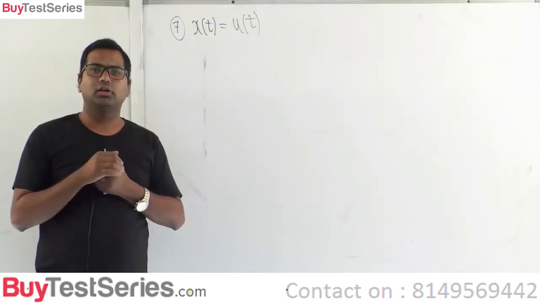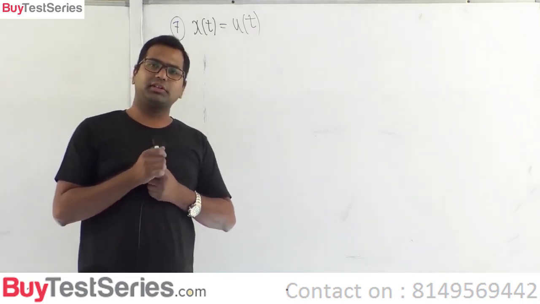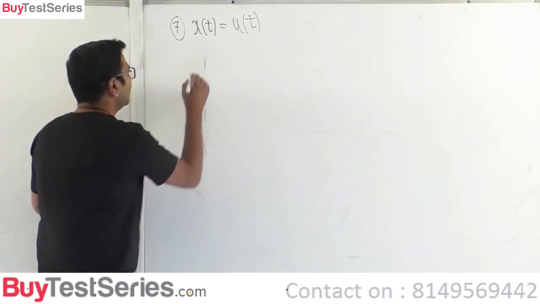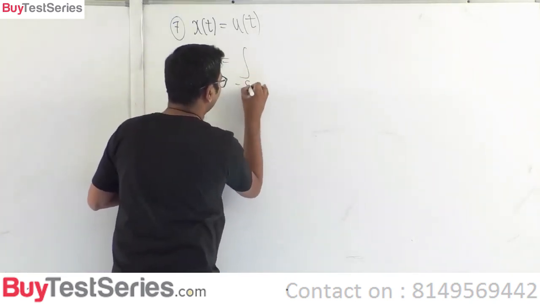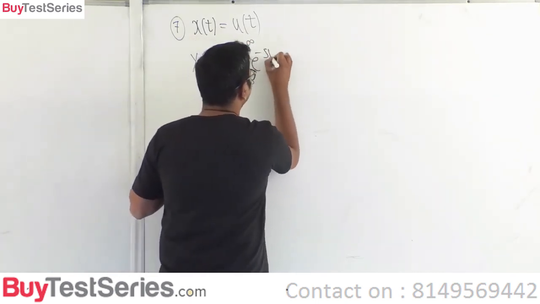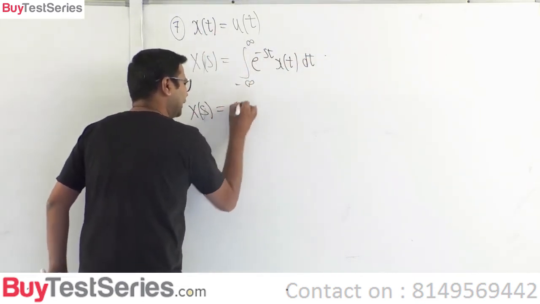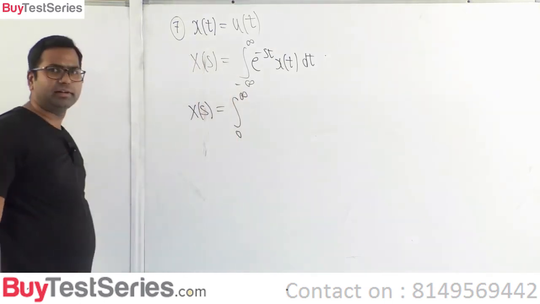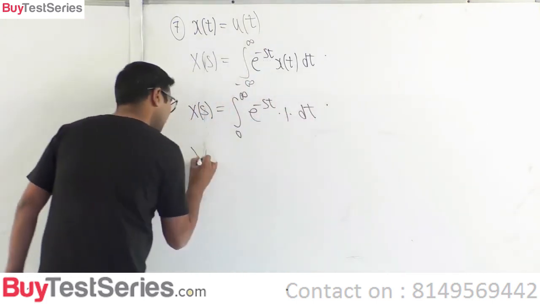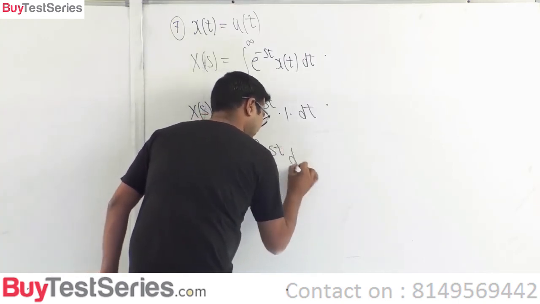The next signal is u of t. So, we have to find the Laplace transform and ROC for this unit step signal u of t. We will again solve this question by using the definition of Laplace transform. The definition is capital X of s equal to the integration from minus infinity to infinity of e raised to minus st x of t dt. Since we have unit step u of t, the integration will go only from 0 to infinity. The value of unit step is 1, so this will be e raised to minus st into 1 into dt. Therefore, we have capital X of s as the integration from 0 to infinity of e raised to minus st dt.